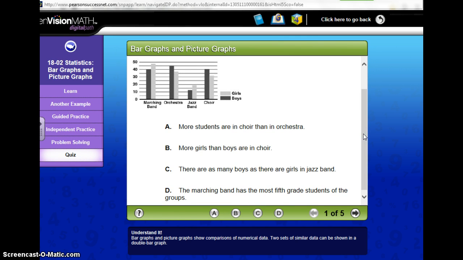What information is true? There's more students in choir than in orchestra. There's more girls than boys in choir. There's as many boys as there are girls in jazz band. The marching band has the most 5th grade students of all the groups. Which one is true? Kiara? D is true. Marching band has 40 plus 47. That's about 87. That's more than any of the others combined.